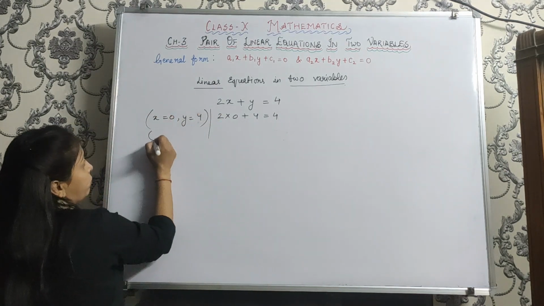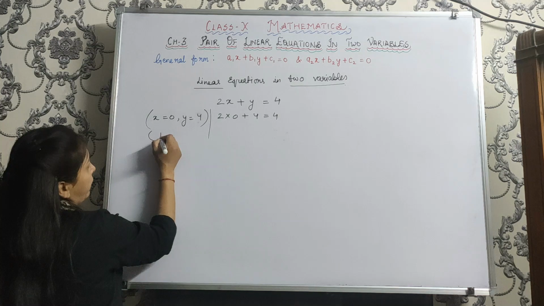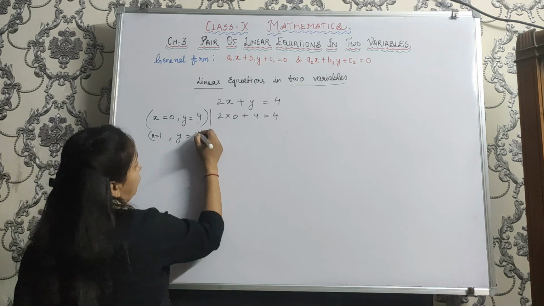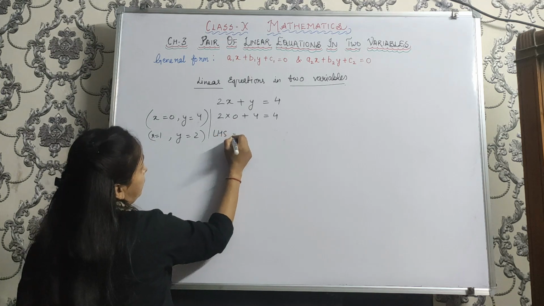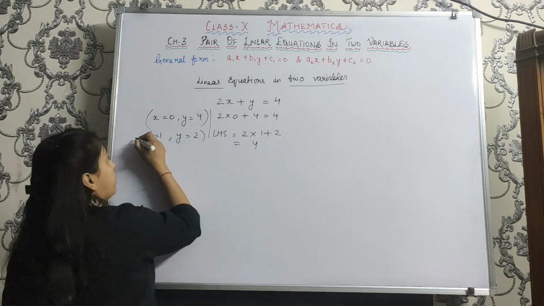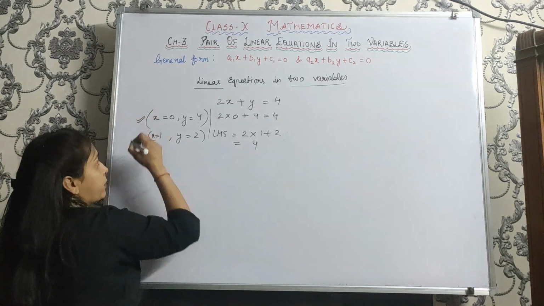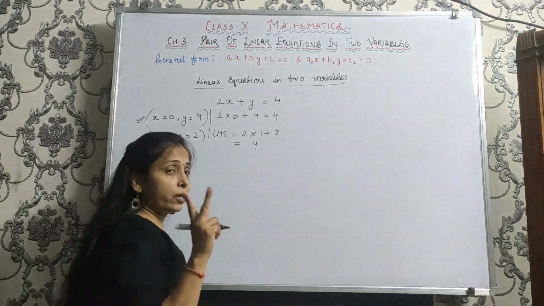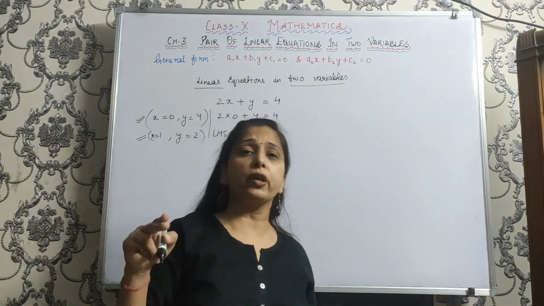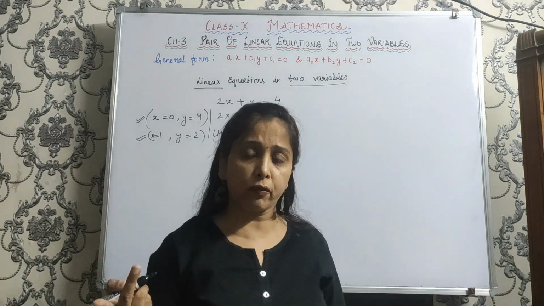If I take another pair, suppose I take x as 1 and y as 2, then my LHS will become 2 into 1 plus 2 which is again equal to 4. Now it means this pair also satisfies. So these are our two solutions. In the same way, we can find infinite number of solutions for this equation.